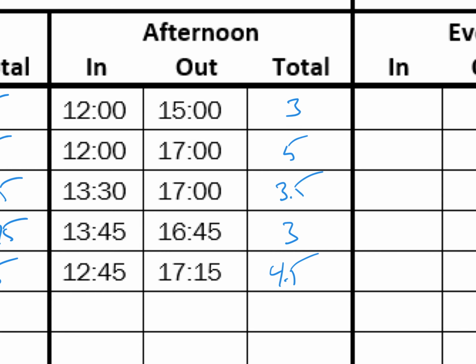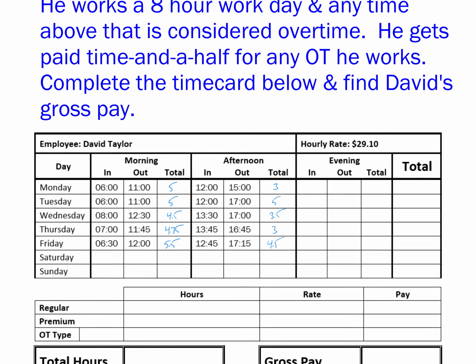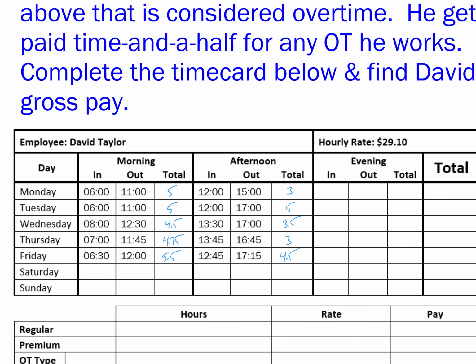Now we will add up these times and figure out our total for each of the days. So Monday, his total would be, what's that? 8. Yes. Tuesday? 10, good. Wednesday? 8. Thursday? 7.75, excellent. Friday? 10, yes.